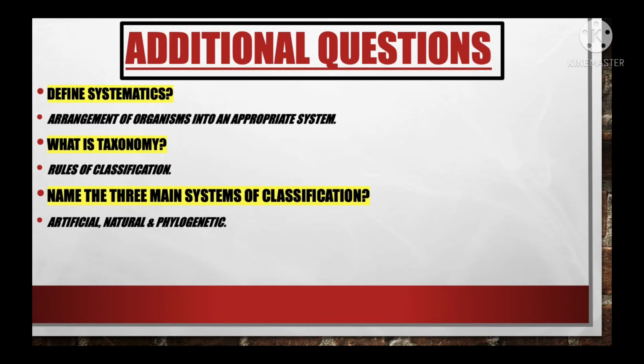So, what is the natural system of classification? What is artificial and what is phylogenetic? So, first we see here the artificial system of classification. The artificial system of classification was based on the presence or absence of a few morphological or vegetative characteristics that were used for grouping of organisms or differentiating one group of organisms from another.